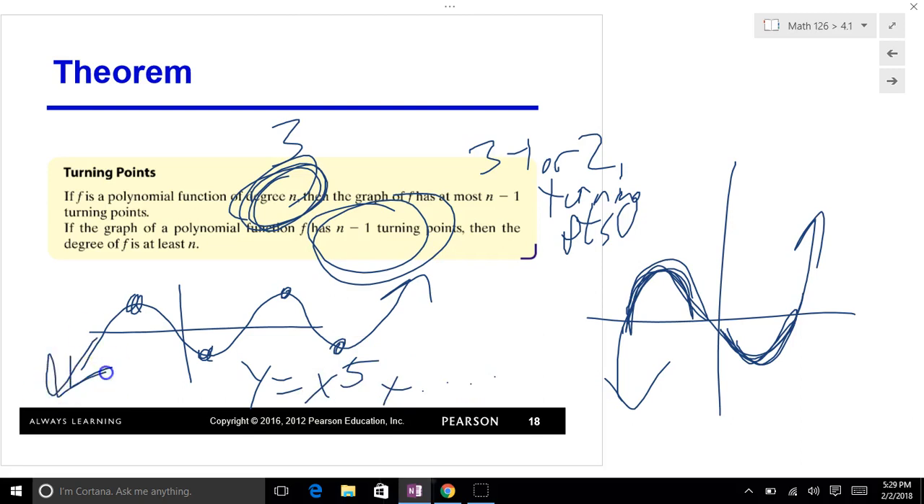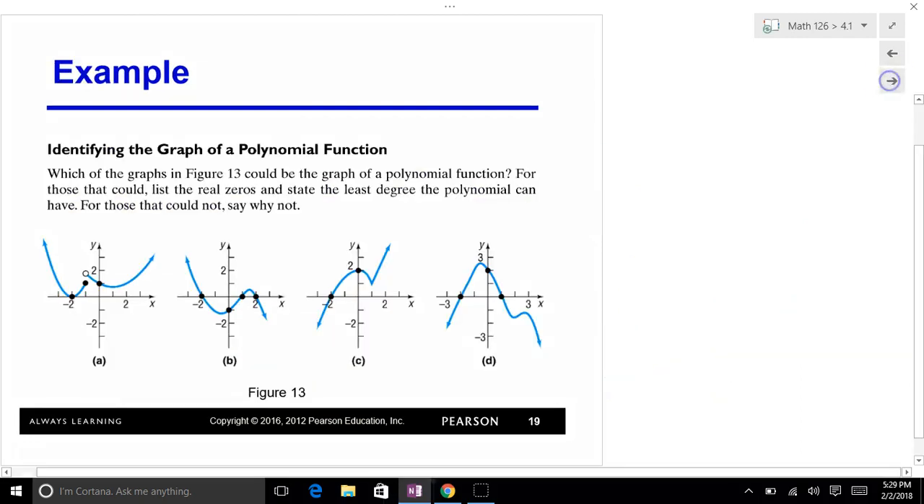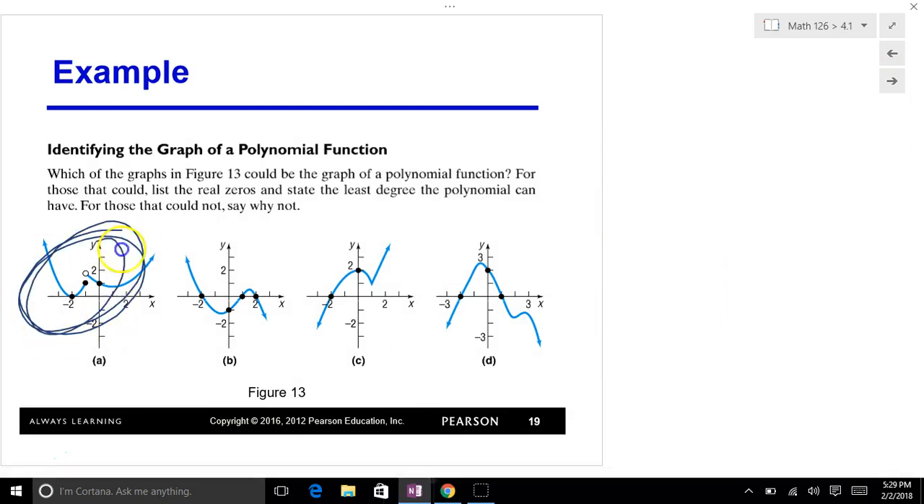And you also notice this goes down and up, so it's also odd, you know, from end behavior. We'll talk more about end behavior. So let's look at these here. Which of these are polynomial functions? You say, well, this is not smooth, nor is it continuous. Look at the problem there. Not polynomial. This one's smooth and continuous.